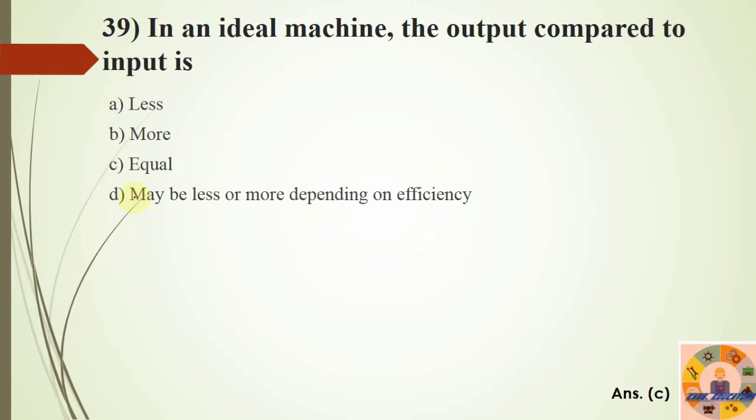Next question is, in an ideal machine, the output compared to input is option A less, option B more, option C equal, and option D may be less or more depending on the efficiency. As given here, for ideal machine we know that there is no friction. So for ideal machine the output and input will always be equal, for any ideal machine or any ideal process or any ideal cycle. So the right option will be option C.